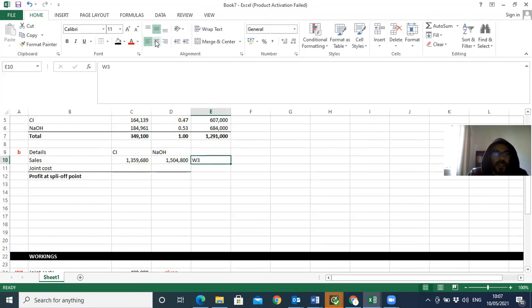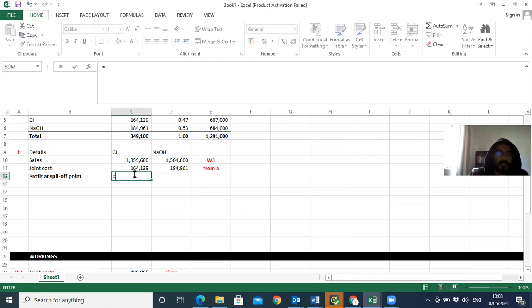We already have the joint costs. We get that from part A. So the joint cost for chlorine is that, and for NaOH it is that. So the profit at split off point is going to be that minus that. So we're making that profit at split off point.